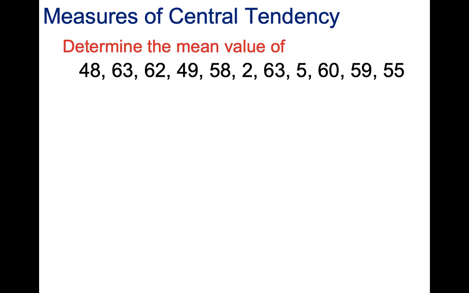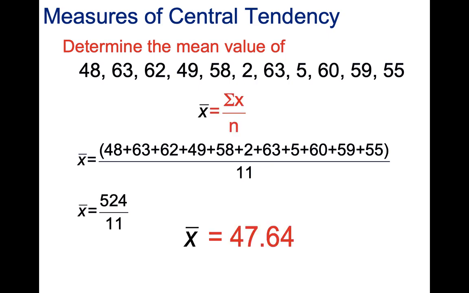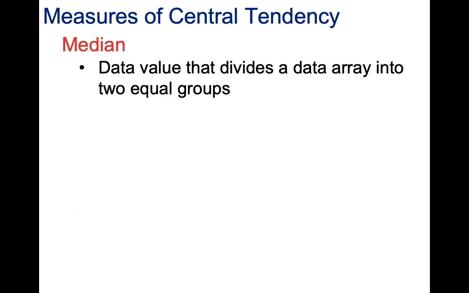So here we can see an example for determining the mean value. We have these numbers right here. How many are there? Well, there's a total of 5 right there, and then 6, 7, 8, 9, 10, 11 numbers. So how do we calculate the mean? Of course, we're just going to add those up and divide by the total number, which is 11. And once again, we'll get 524 over 11, which comes out to about 47.64. So a very quick example there for a calculation of mean.